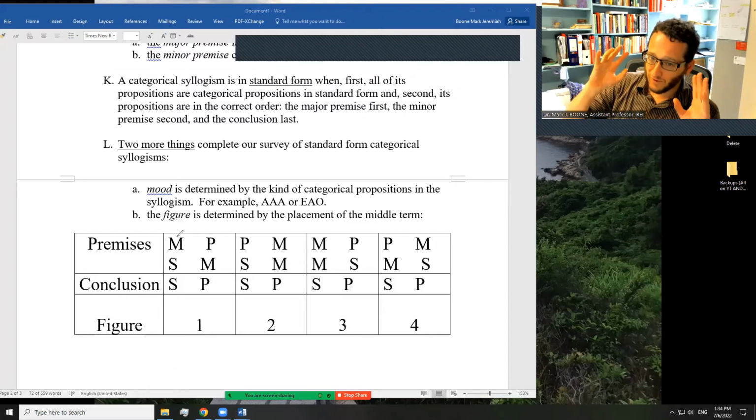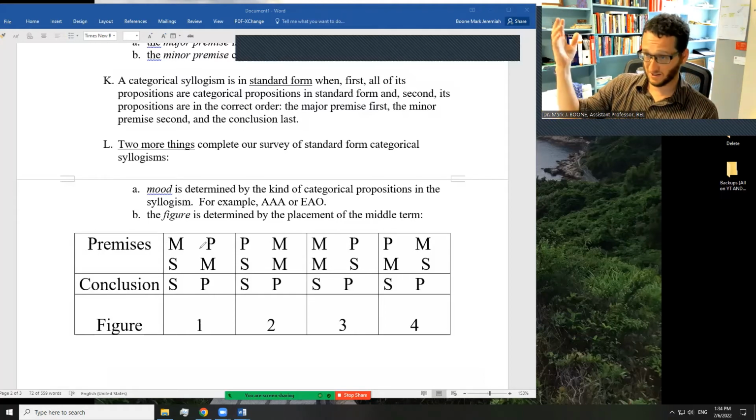Now, for remembering which figure is 1, which is 2, which is 3, and which is 4, i.e. which of these 4 different placements of the middle term is called figure 1, which is called figure 2, which is called figure 3, and which is called figure 4, I've got very little to say that may help you. I only have this advice: memorize it.